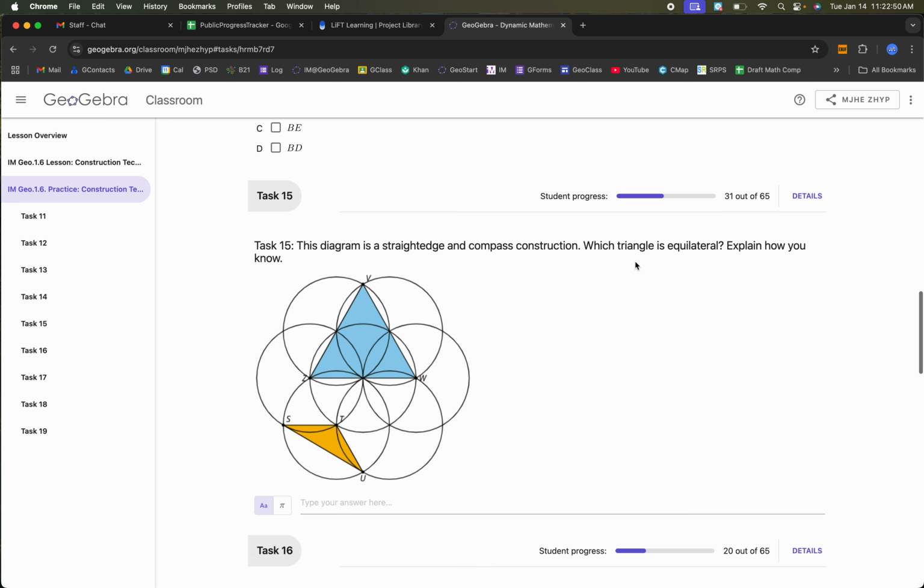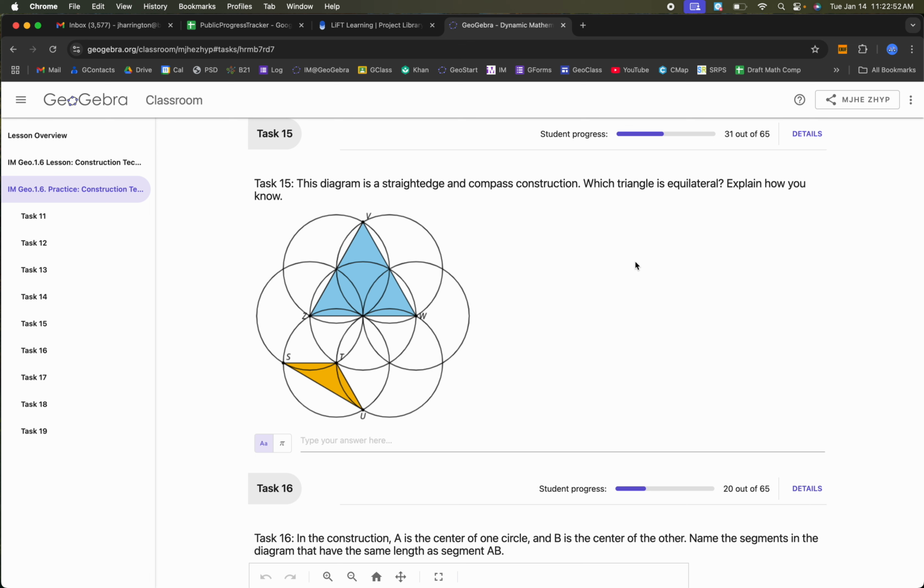Answer the question. Task 15. This diagram is a straight edge and compass construction. Which triangle is equilateral? Remember, equilateral. Equi means equal. Lateral means side. So which triangle has equal sides all the way around? Explain how you know.